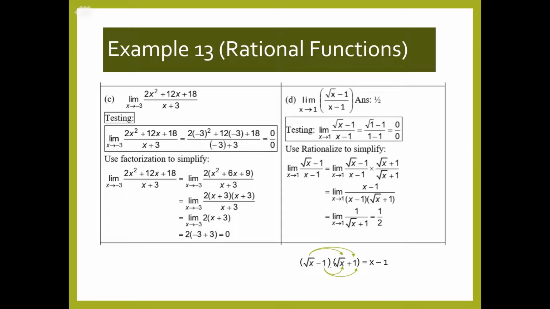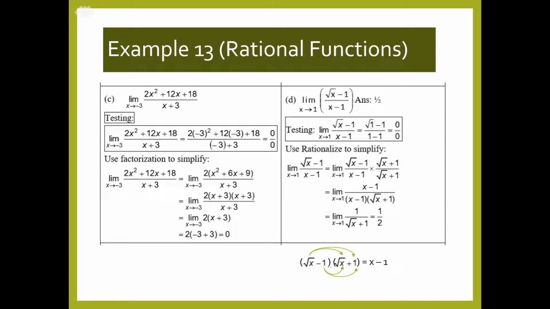For C, you also need to simplify the function using the factorization. By factorizing both numerator and denominator, the common factor x plus 3 can be cancelled. Then, substitute x with negative 3 and simplify, you will get 0 as the final answer.